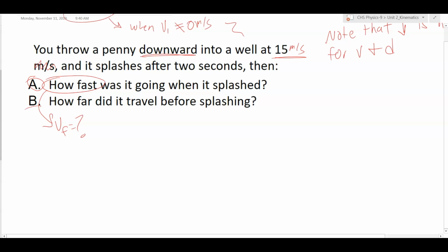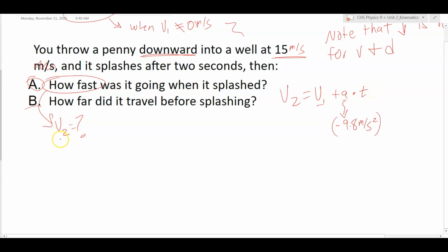We have this equation that we're going to be using. I said VF here, but for consistency's sake, I'm going to call this V2. VF and V2 mean the same thing. The equation is V2 equals V1 plus A times T, where V1 is your starting velocity, A is your acceleration due to gravity, which is always going to be negative 9.8 meters per second squared, and T is our time.